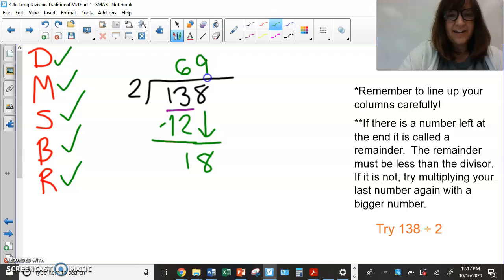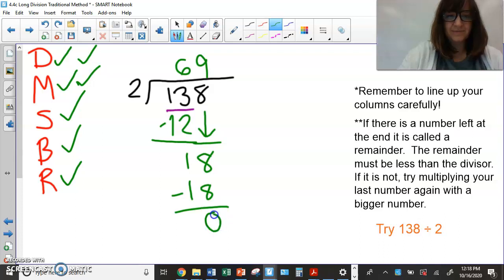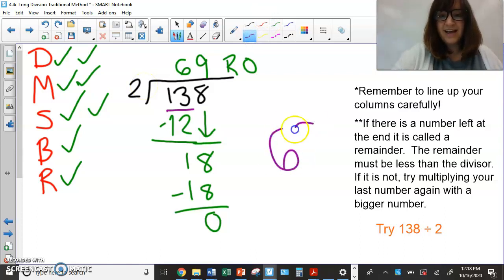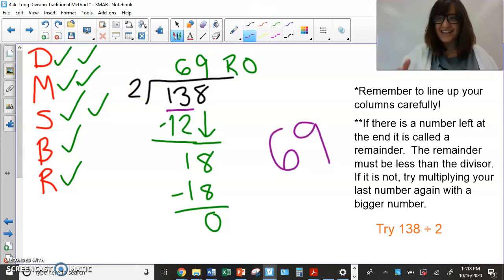So I'm going to write a 9 right here. I'm going to multiply 9 times 2, which is 18. And I'm going to subtract, which is going to give me 0. I have nothing left to bring down, so I can't repeat. Look at that. My remainder is 0. So I don't even need to write a remainder of 0 up here because there's nothing left over. So that means that the answer for 138 divided by 2 is 69. There's no remainder. Okay, that's your final answer.